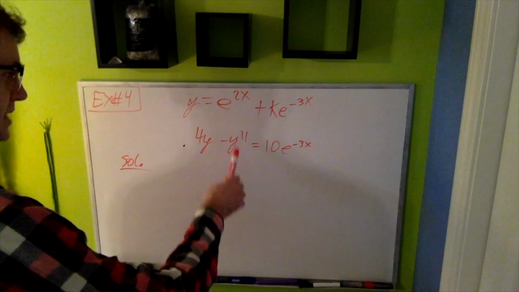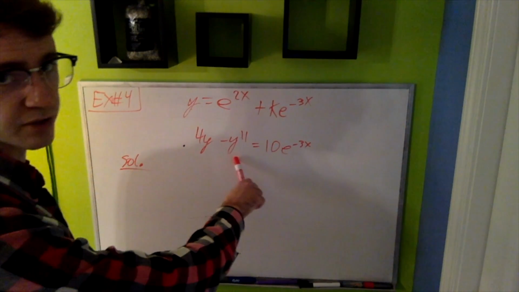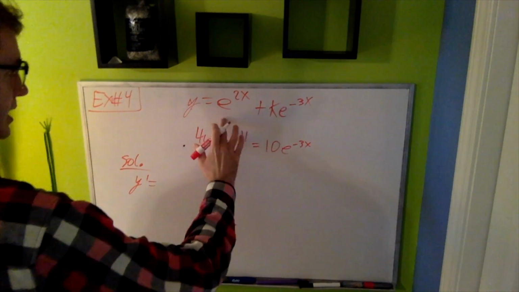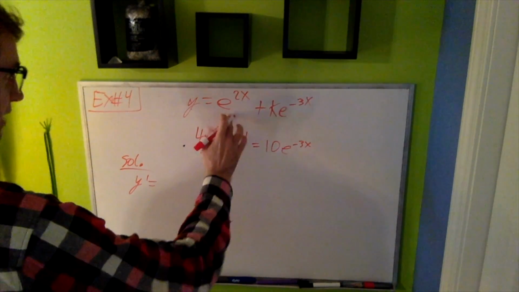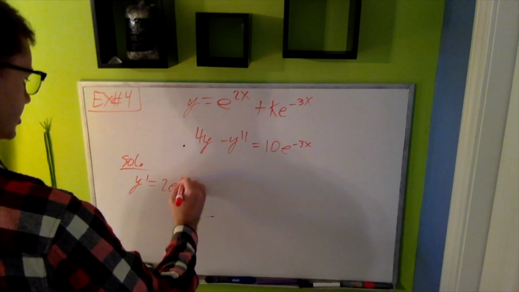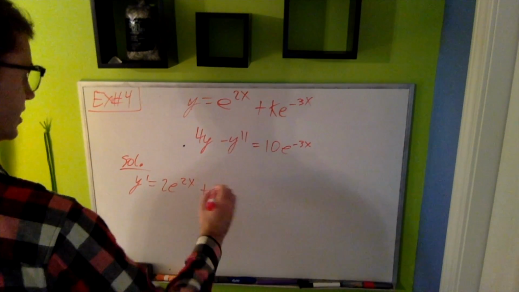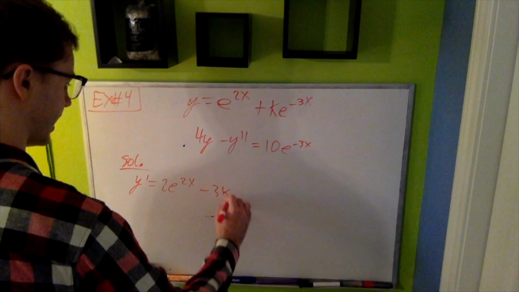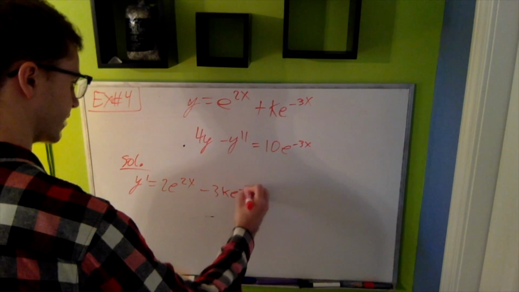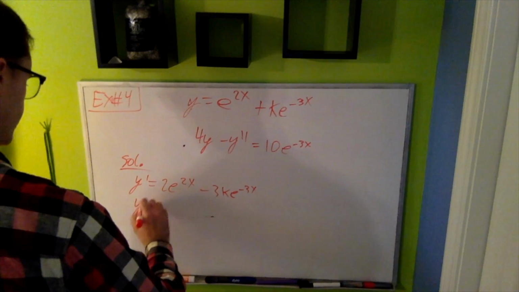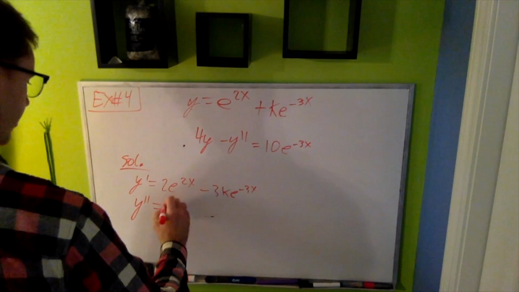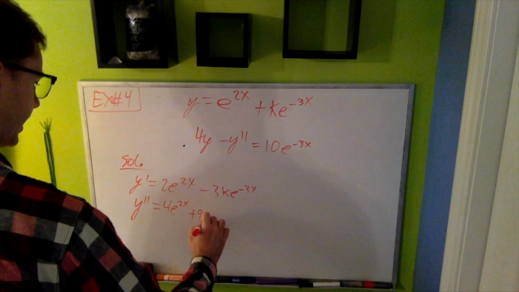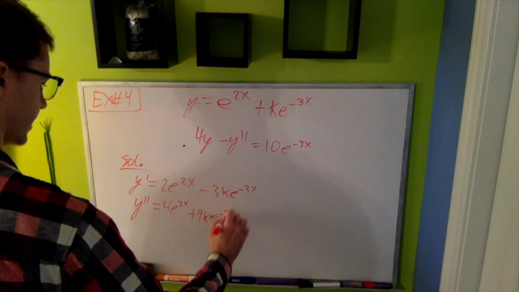So first things first, since I know I'm going to have to plug in the second derivative of y, I'm going to go ahead and find the second derivative of y. So y prime is going to be the derivative of that. Derivative of e to the 2x is 2e to the 2x. We've talked about that lots of times before. So likewise, I'm going to have over here a negative 3k e to the negative 3x. So then for that second derivative, I'm going to have 4e to the 2x plus 9k e to the negative 3x.